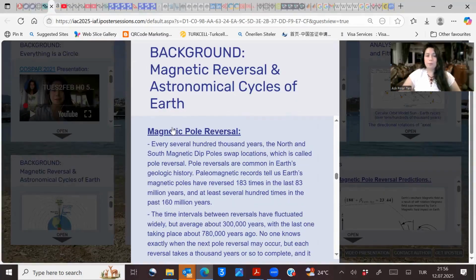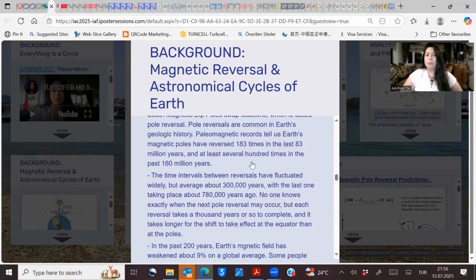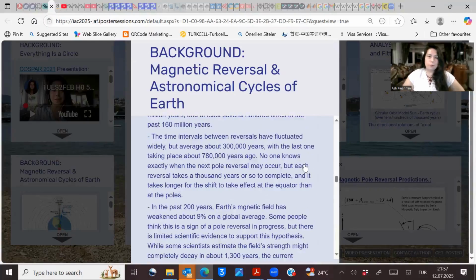Coming to the subject of magnetic pole reversal, every several 100,000 years, the north and south magnetic dipoles of Earth swap locations, which is called pole reversal. Pole reversals are common in Earth's geological history, and paleomagnetic records tell us that Earth's magnetic poles have reversed 183 times in the last 83 million years. The periodicity in the polarity of the sediments is not observable in a very homogeneous sense, but on average about every 300,000 years, a polarity change seems to be observed in the paleomagnetic sediment records of Earth.